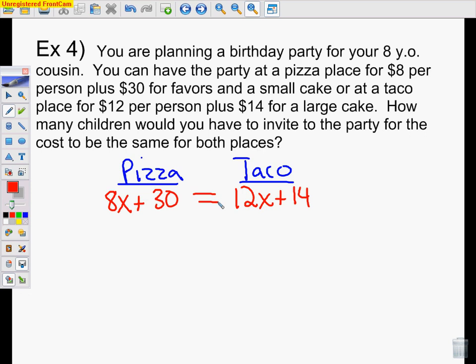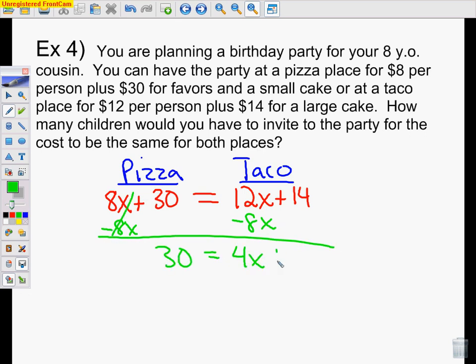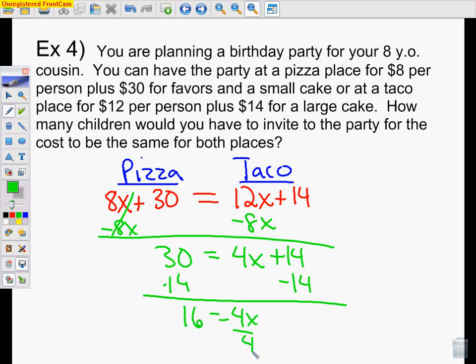So this is just a simple linear equation where you could just get the variables on the same side. So if I wanted to move this 8x over here, I could do that by subtracting 8x from both sides. So those cancel out, giving you 30 equals 4x plus 14. Then to solve for x, we would subtract 14 from both sides. So we get 16 equals 4x. And then divide by 4 on both sides. And we will get x equals 4.